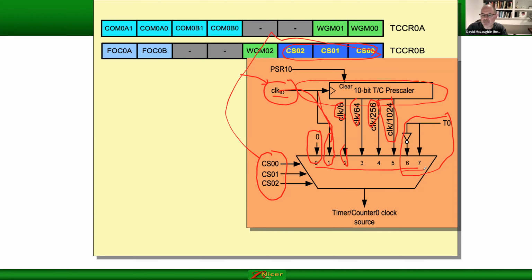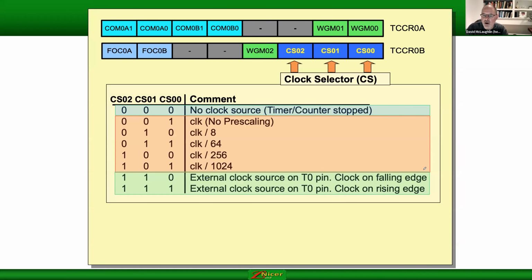More on that later. So let's take everything we just described and wrap it up sort of nicely here. Clock selector, and these are the options. Okay. And I'm going to show you some examples now where we make use of some of these clock dividers.